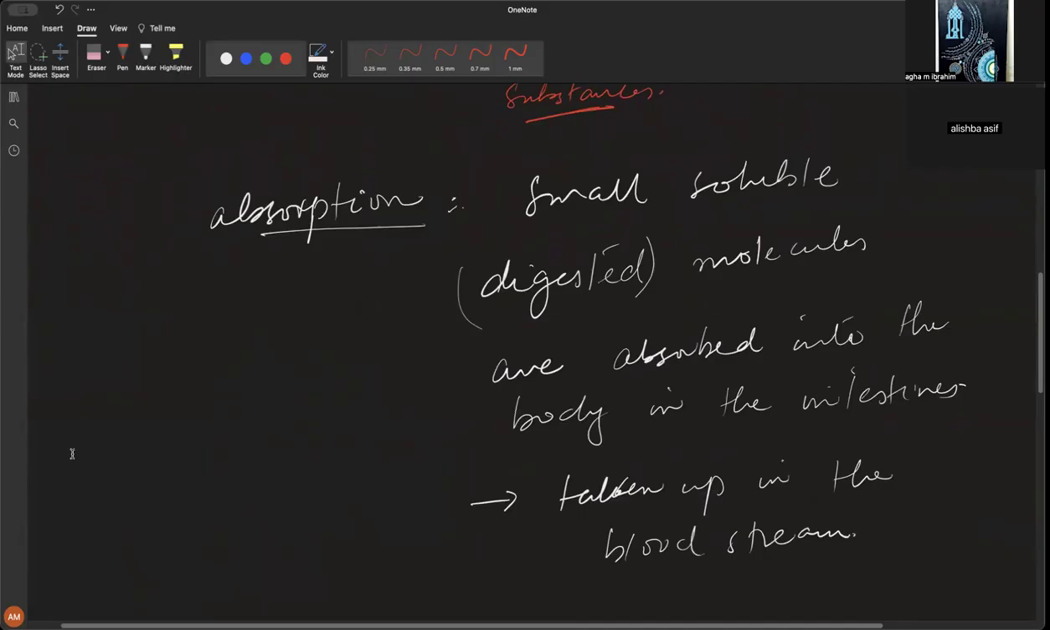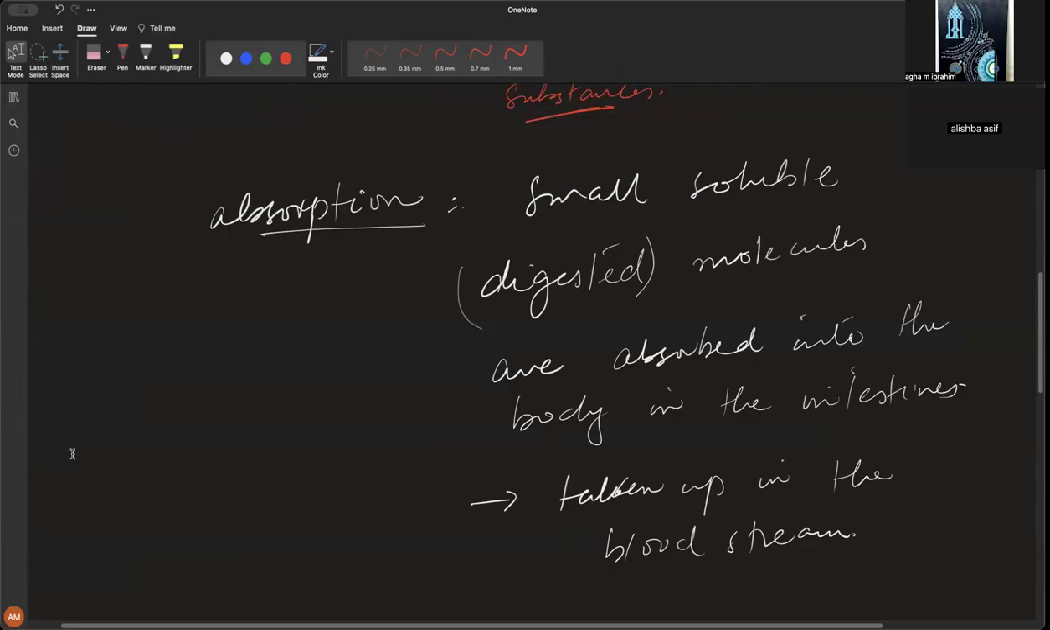All of these nutrients, all of these soluble dissolved nutrients can move around in the body through the bloodstream. All right, there's something very important that we need to understand over here. Substances can only pass across the cell membrane if they dissolve in water. If they're not soluble in water, they cannot pass through the cell membrane.